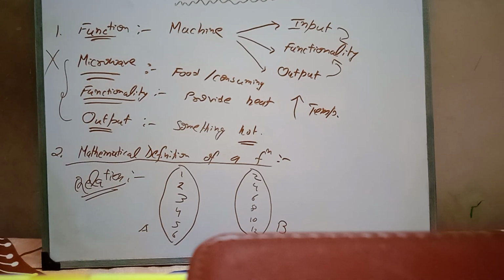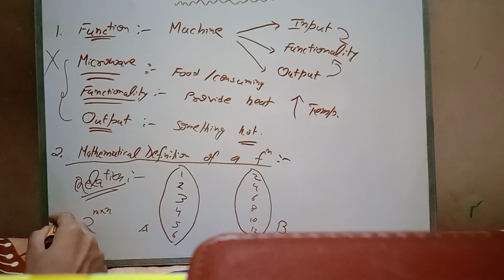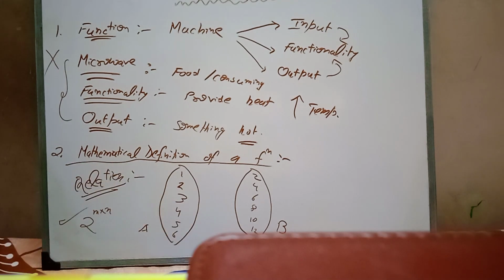I hope you know the formula for the number of relations formed from two sets. That is 2 raised to the power m into n. Yes, this is the formula: 2 raised to the power m into n, where m and n are the number of elements in the A and B sets. Yes, it has 6 elements. It also had 6 elements. That means 2 raised to the power 36 relations can be formed from these two sets.